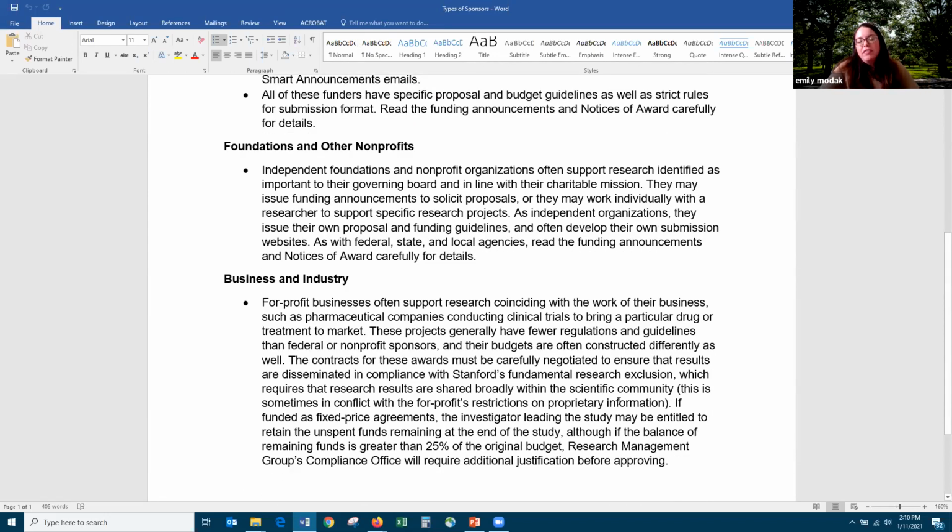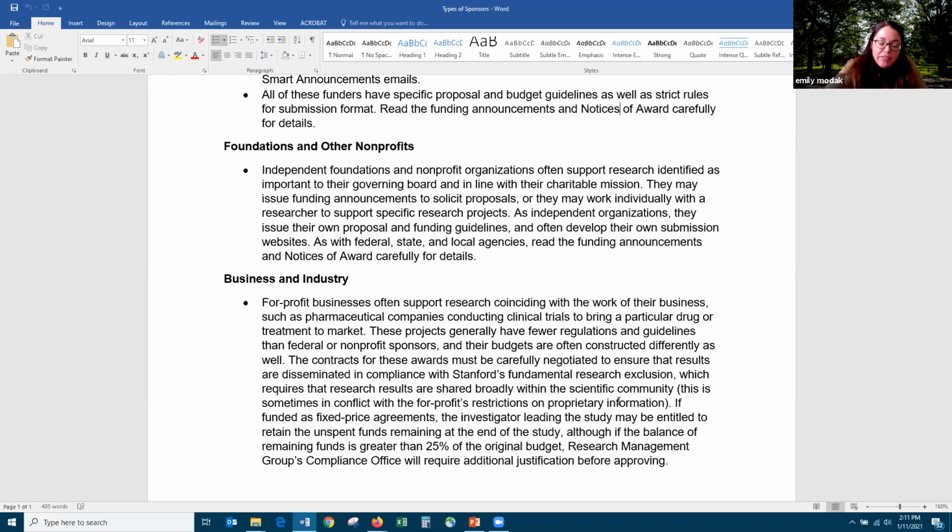In addition to the federal government, we have foundations and other nonprofits. The Gates Foundation is a great example of one that really loves to fund the work being done at Stanford. There are many, many others: the Cystic Fibrosis Foundation, Alex's Lemonade Stand. There are many independent foundations. They have a governing board that issues funding announcements in line with their charitable mission. Sometimes they may solicit proposals. Other times they may work individually with a researcher. They may really like what the researcher is doing and say, send me a proposal and we'll put something together. Again, it can come in a lot of different permutations, always going through the central offices. We'll talk about those roles and responsibilities a little later on.